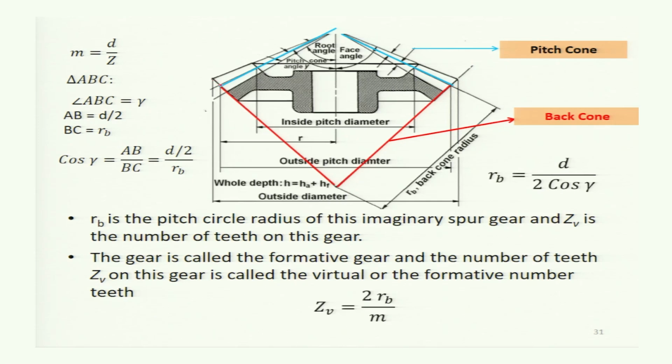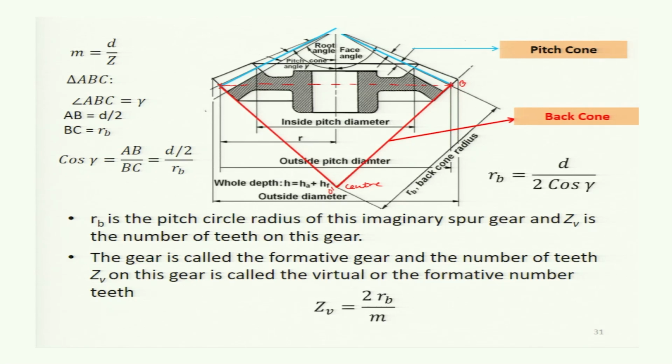This is extended from this pitch point. This is the pitch point. Here it is extended. So this one is the back cone. The lines are intersecting here. This will become the center of the virtual spur gear, and the radius will be that. This red color is the back cone, and this O dash B is the back cone radius. So with this radius, a gear is made.